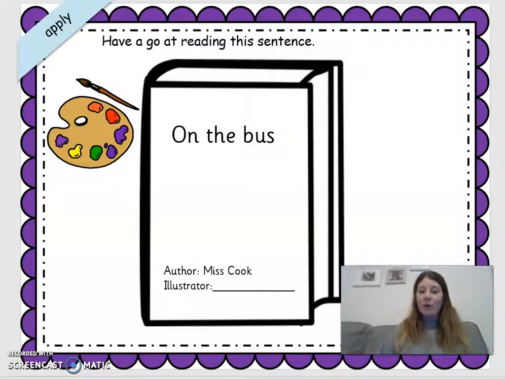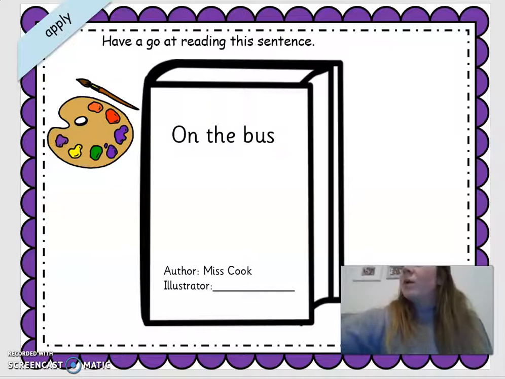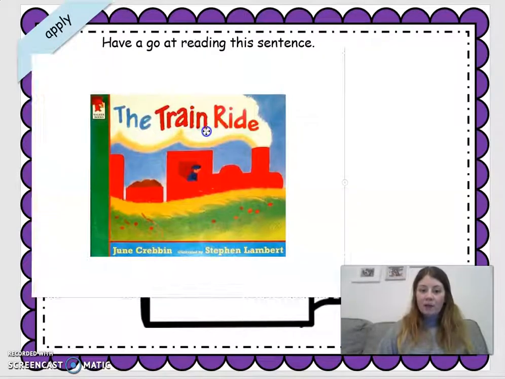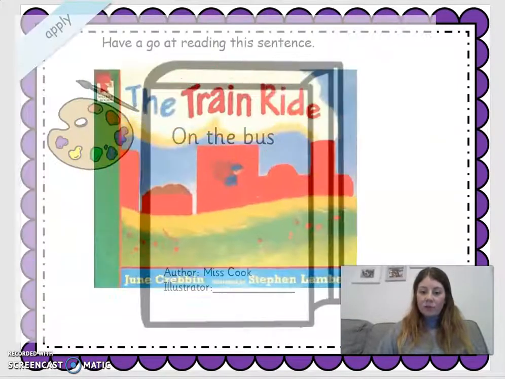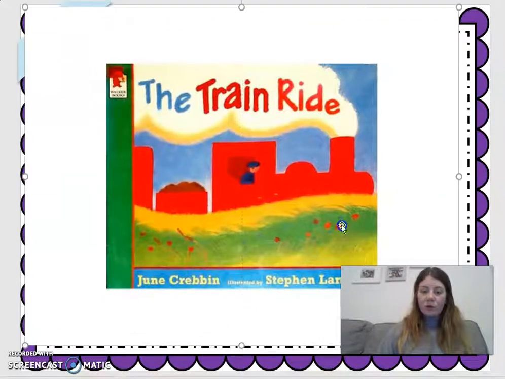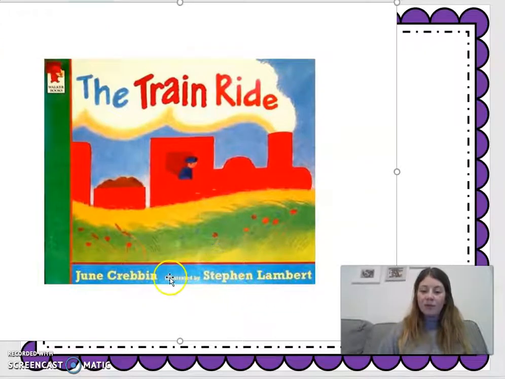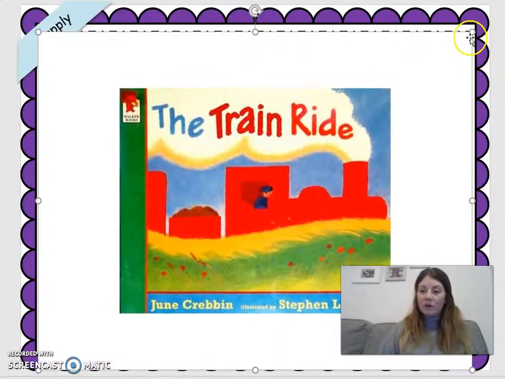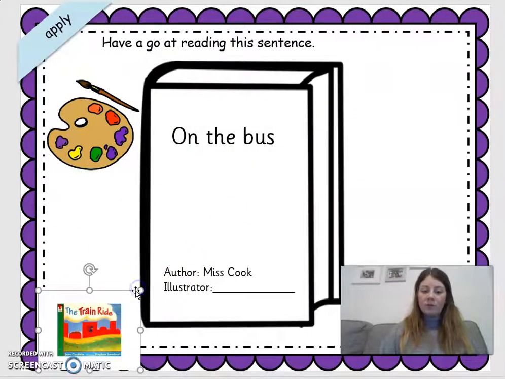Okay? Now before we start, I thought I'd show you some books where there are different illustrators. So, for example, do you remember last week we were learning about the story, The Train Ride? Well, on the front cover of the book, The Train Ride, it tells you here the author is called June Crebin, and then it says illustrated by Stephen Lambert. Okay, so the illustrator is just the person who makes the pictures, and that's what we're going to do today.